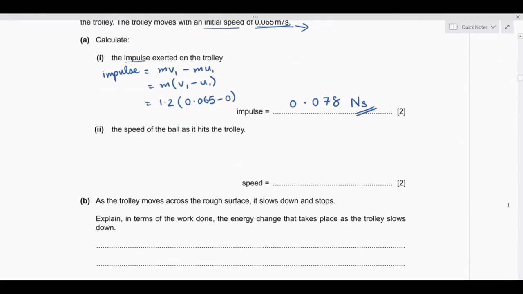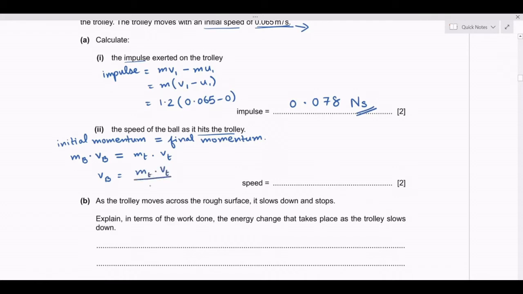Part B. The speed of the ball as it hits the trolley. So we have to calculate the speed of the ball as it hits the trolley. In order to calculate this, we need to know that initial momentum should equal the final momentum. Let me write this over here. The formula for that is mass of ball into velocity of ball equals mass of trolley into velocity of trolley. Since we have to find the speed of the ball, that is VB, we will make this the subject and move the mass of ball MB to the other side. So VB equals MT into VT over MB.